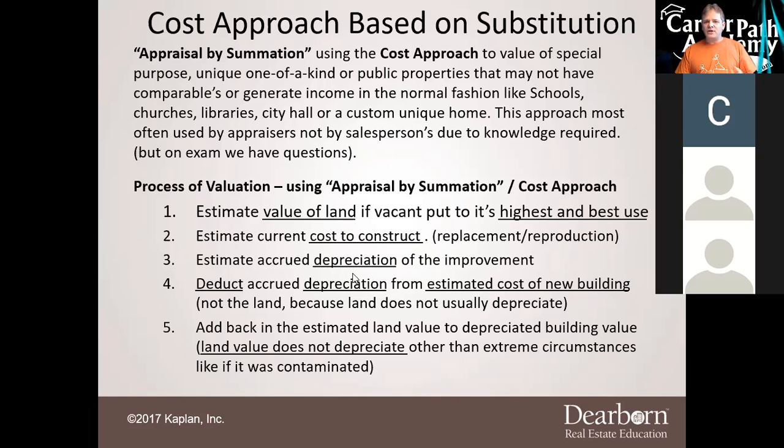Then they estimate the accrued depreciation of the improvement, not the land. Why? Because land does not depreciate. So they have to separate the value of the land from the value of the improvement. And what is depreciation? It's a loss of value due to any cause or any condition. Let me see if I have that on a slide coming up.